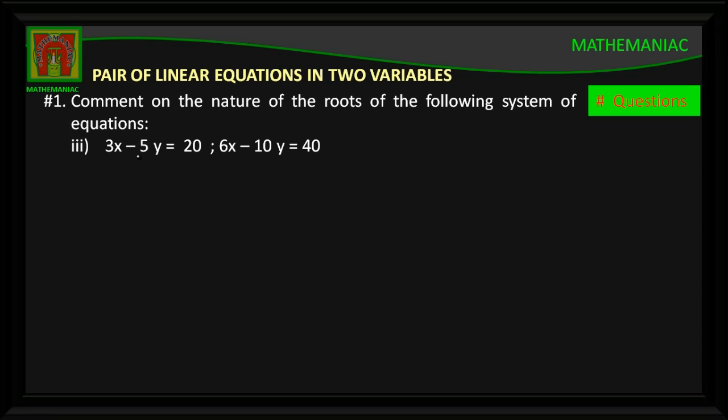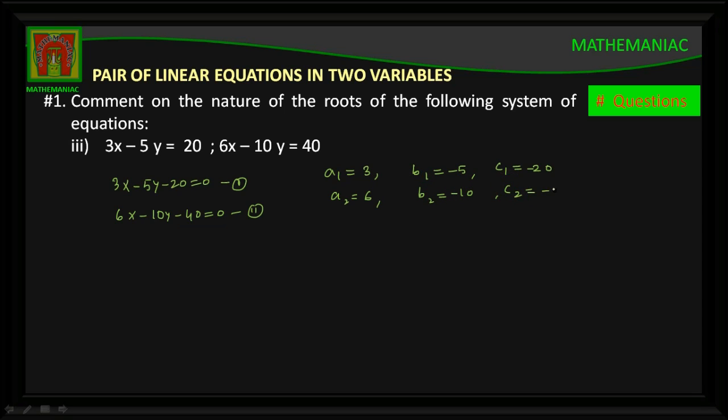Again, the same questions, right? Same type of questions. Here, the first question, I can rewrite this as 3x minus 5y minus 20 equal to 0. Then this is 6x minus 10y minus 40 equal to 0. So what exactly are A1, B1, C1? A1 is 3, B1 is minus 5 and C1 is minus 20. Great. And A2 is 6, B2 is minus 10 and C2 is minus 40.